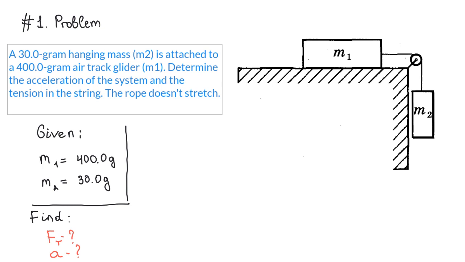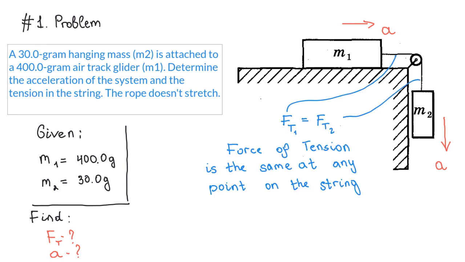The first way is by writing a free body diagram for each of the objects. One thing to mention, if we release the system, mass 2 will move downwards and pull mass 1 to the right. The rope doesn't stretch, which means that the force of tension will be the same at any point on the string and the acceleration of the two objects will be the same.